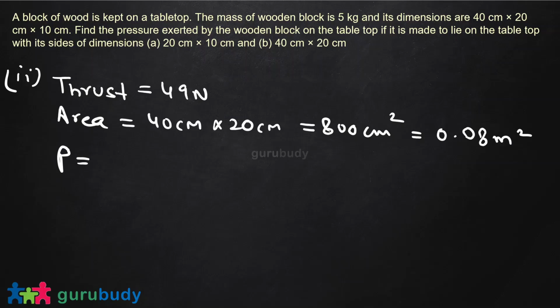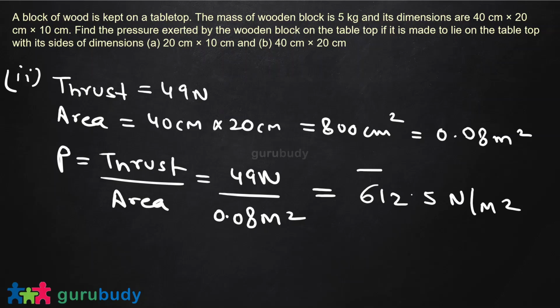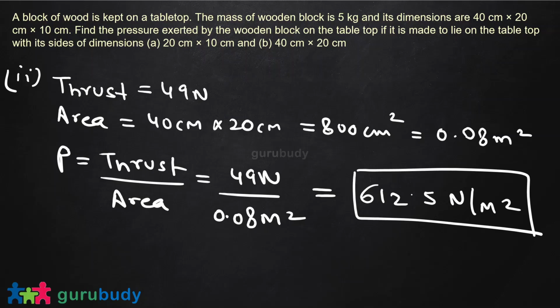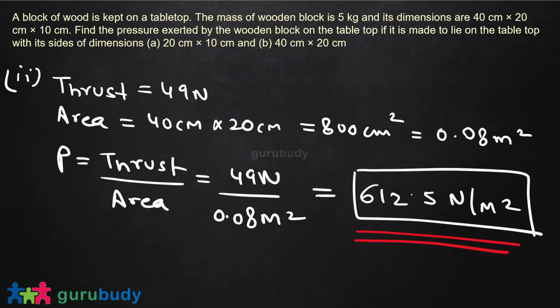So pressure, which is basically given by thrust upon area, is going to be 49 Newton divided by 0.08 meter square, and that would be about 612.5 Newton per meter square. Just look at it: by slightly rotating the block, the pressure has decreased quite a bit. It was 2450 Newton per meter square. Now it is 612.5 Newton per meter square.